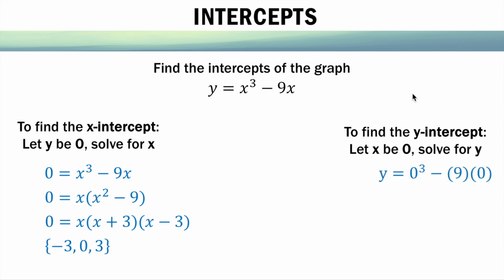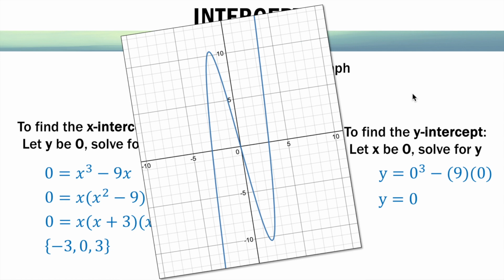To find the y-intercept, I'm just going to plug in 0 for x. So 0 cubed minus 9 times 0 is 0. That's what that graph looks like, and you can see there's the x-intercepts right there, and actually the y-intercept in the middle as well.